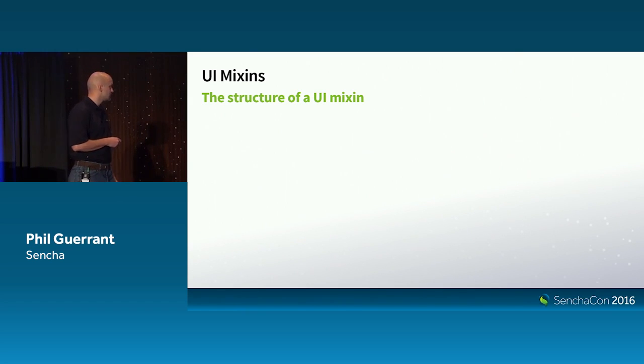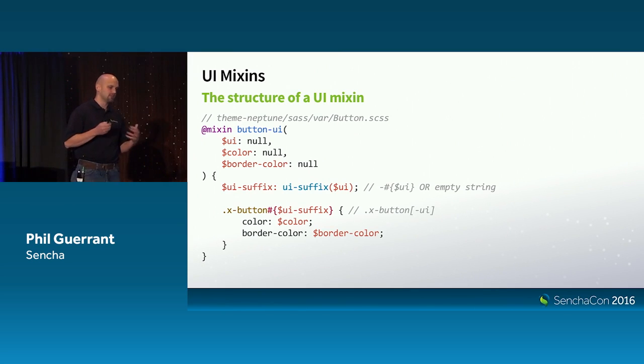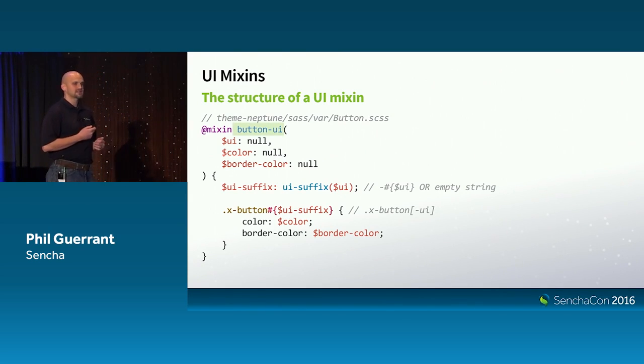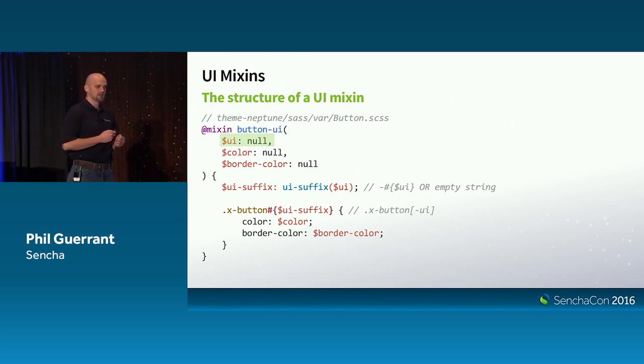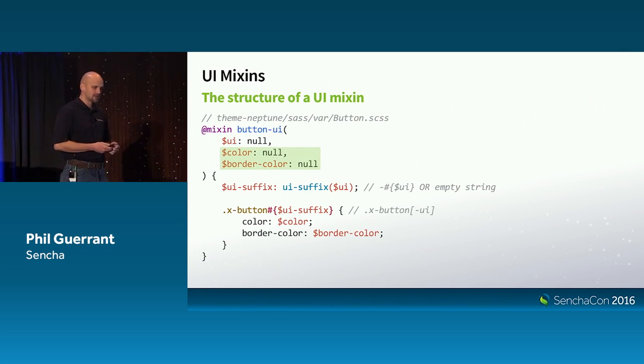Let's look at the structure of a UI mixin real quick. This is what it looks like in the framework. So the mixin names always follow the X type of the thing being styled. So our X type is button. Our mixin is called button UI. The first parameter is always the UI name. And then we have all the parameters that set the CSS properties of that component or its various parts or states.